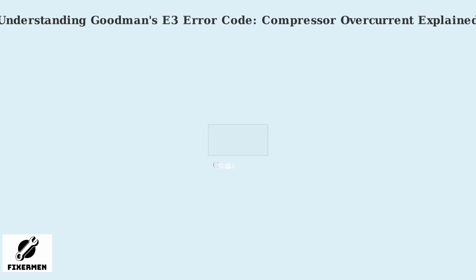The Goodman E3 error code indicates that your HVAC system's compressor has tripped its overcurrent protection. This is a safety mechanism designed to prevent damage to the compressor motor from excessive current draw. Essentially, the system detects that the compressor is pulling too many amps, usually 15 to 20 amps or higher, depending on the model, and shuts it down to avoid burnout.